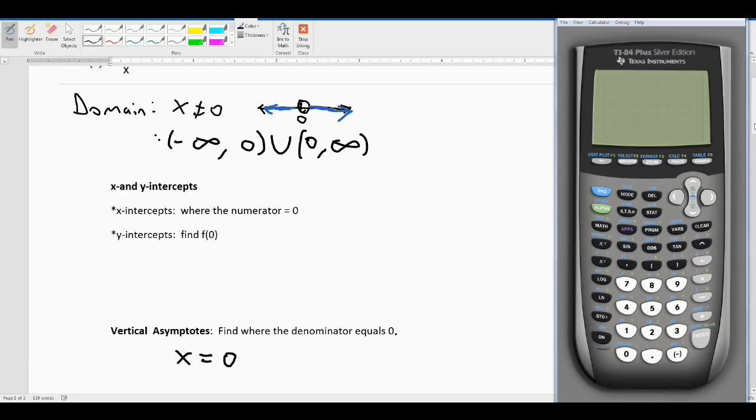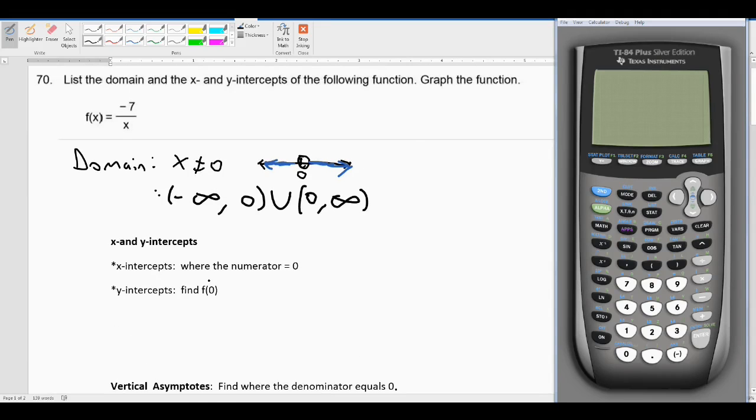Now we're going to go ahead and find the x intercepts. And when you find the x intercepts, you set the numerator equal to 0. And when you do that, negative 7 is the numerator, set equal to 0. And that's not true. So that means there are no x intercepts.